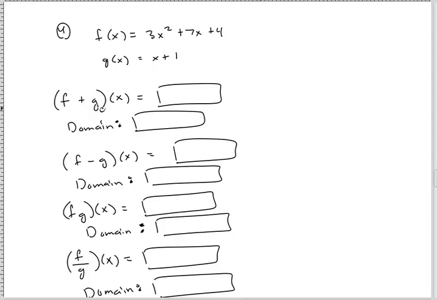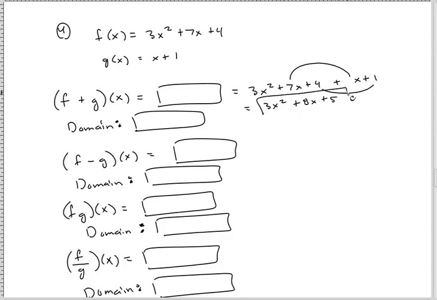It's actually very simple. When they say f plus g, they actually just want to add those together. And so I've got my 3x squared plus the 7x plus the 4. There's my f plus my g, x plus 1. F plus g. That's all it is. Combine like terms to simplify, right? And so you got the 3x squared. These will combine to make an 8x, and then those will combine to make a 5. And there's your answer. It's very simple to do this stuff.